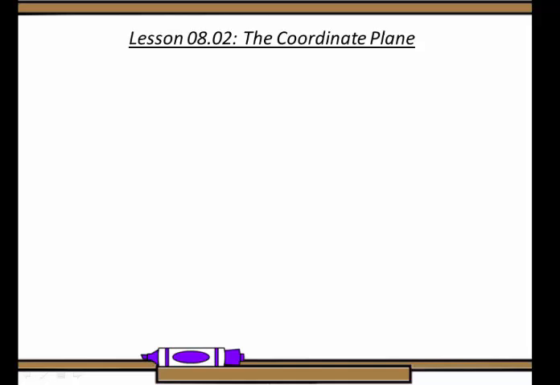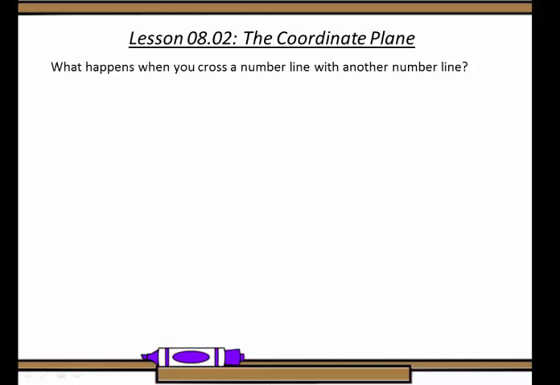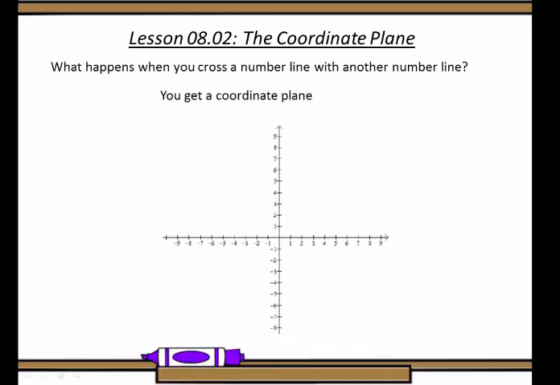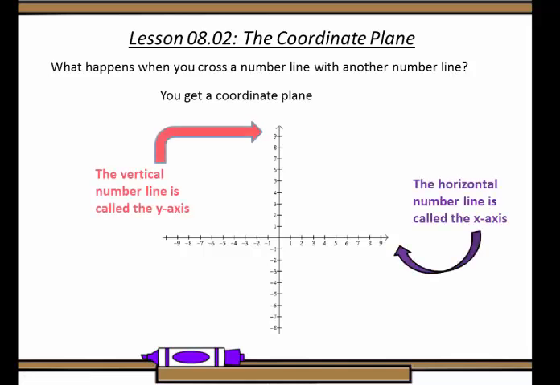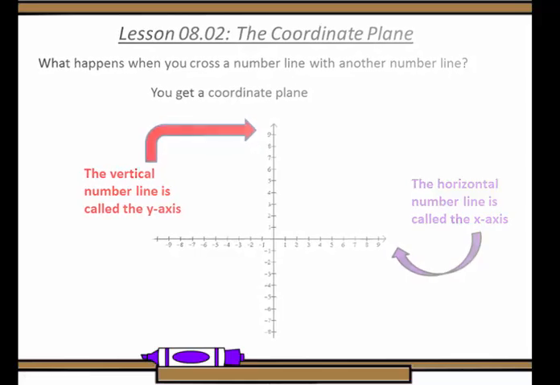Lesson 8.2, the coordinate plane. What happens if you cross a number line with another number line? You get a coordinate plane. The horizontal number line is called the x-axis, and the vertical number line is called the y-axis.